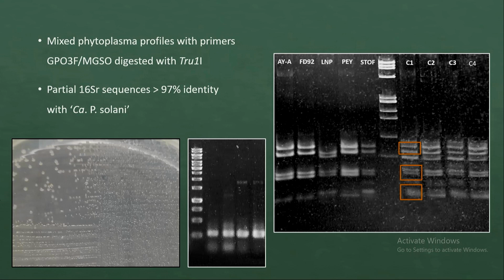From the GPO3F/MGSO primer pair, we usually obtained amplicons with the expected size, more or less 200 base pairs. And then we performed RFLP analysis. On the picture on the right, there are colony profiles on the right of the marker that have been compared to profiles of positive control strains. In the colony profiles, I highlighted in orange boxes the pattern of phytoplasma that we could recognize inside these samples, but they also present extra bands and background noise that could suggest the presence of other microorganisms.